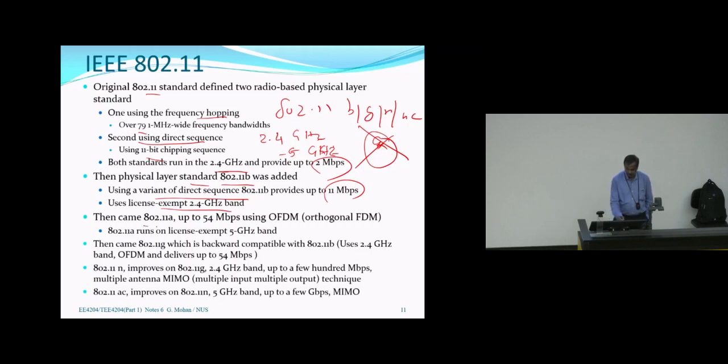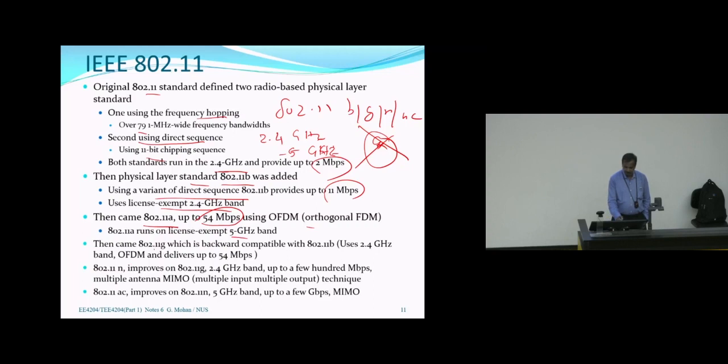Then came 802.11a, not popularly used, because there were other improvements. It provides up to 54 Mbps, but it uses orthogonal FDM. Again, this is just for our knowledge's sake, we are not going into the details. But it runs on the 5 gigahertz band.